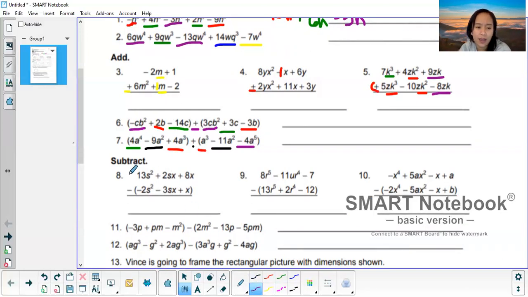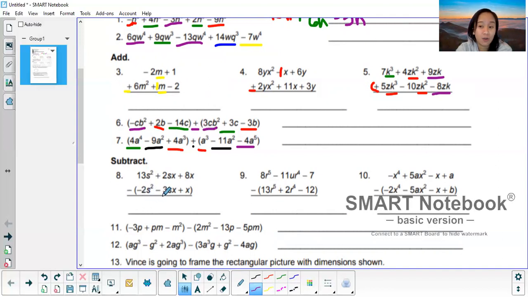So it's different when you have subtraction. So it says subtract right here. So don't forget to press subtract or the minus sign. So what's 13 minus negative 2? Or the s squared, because you can combine them. So take note, 13 minus negative 2. It's not 11. It is not 11.